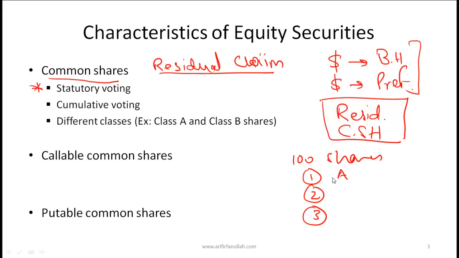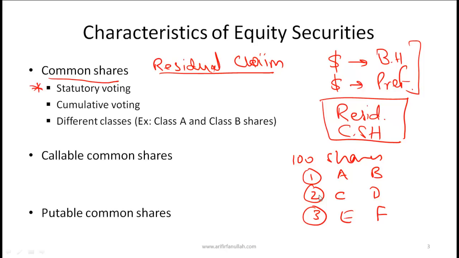So for position 1 we have A and B, for position 2 we have person C and person D, and for position 3 we have Mr. E and Dr. F. So these are the people running for election.